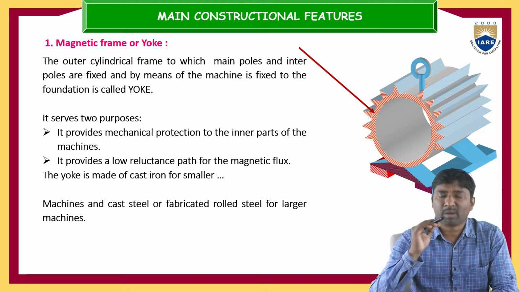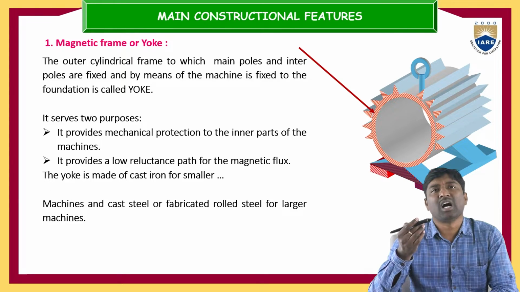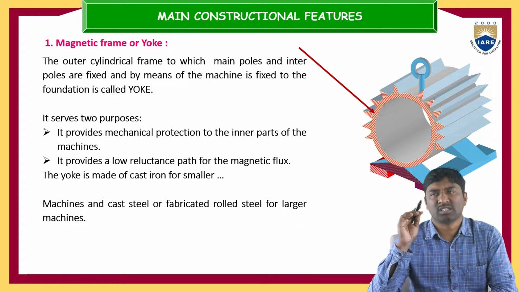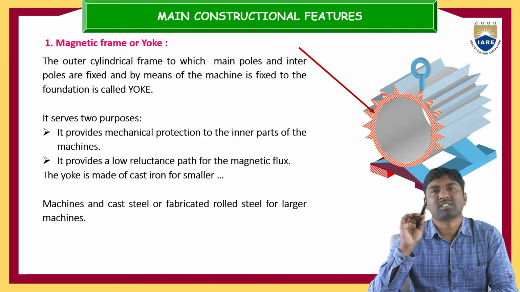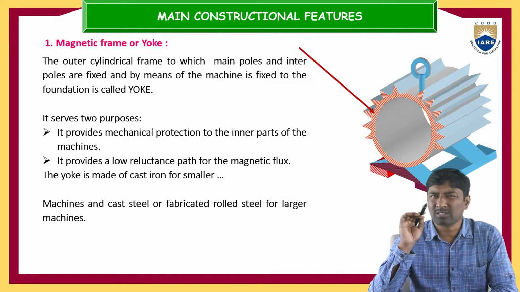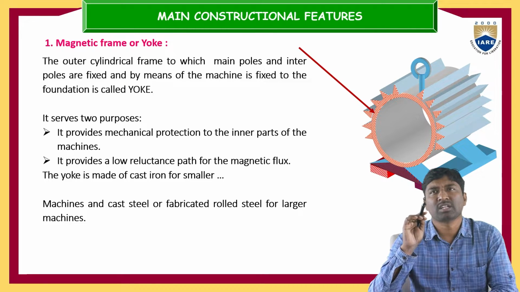So what is the purpose of this yoke? This yoke provides the mechanical protection to the inner parts of the machine. And also it provides the low reluctance path for magnetic flux. That's why this yoke is made up of cast iron for smaller machines.